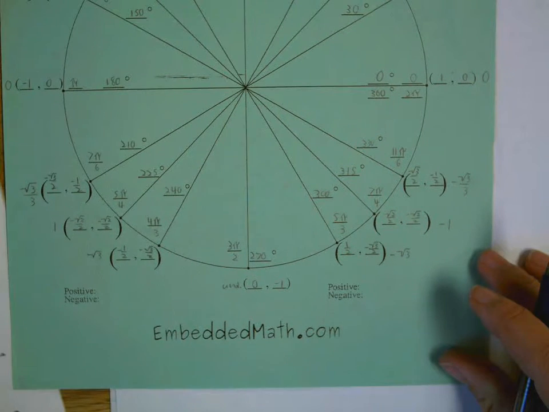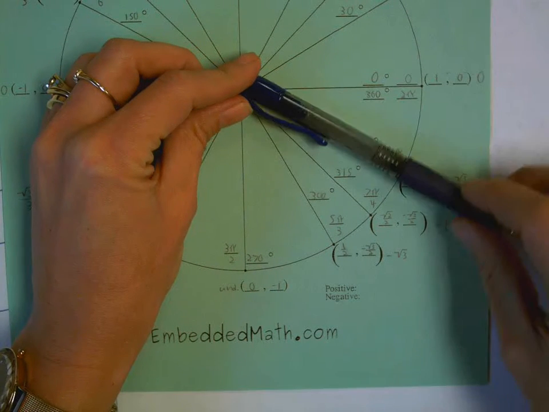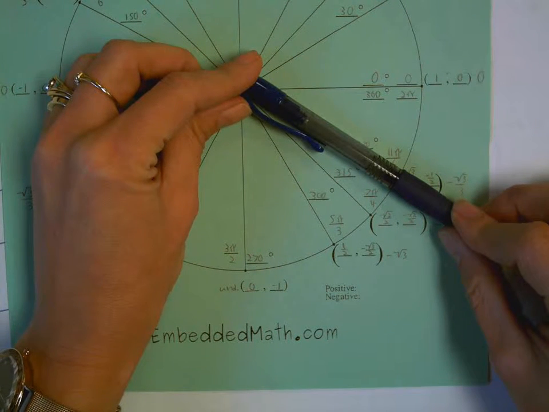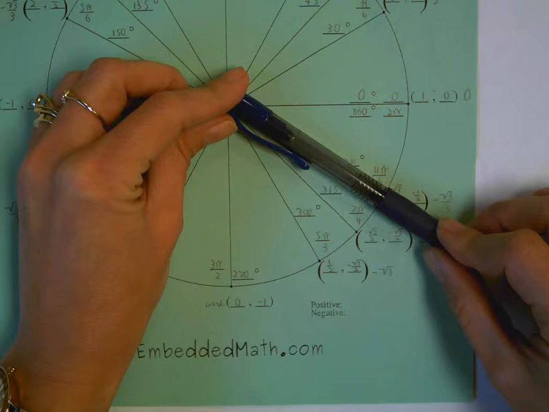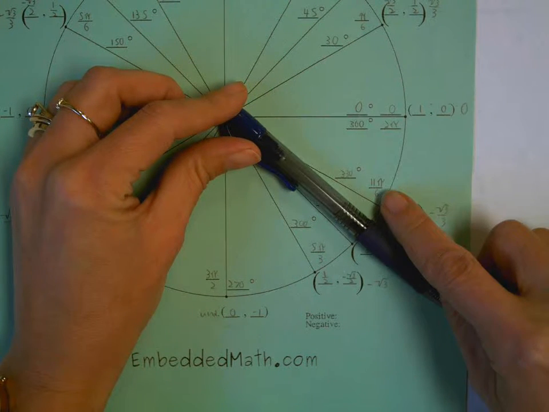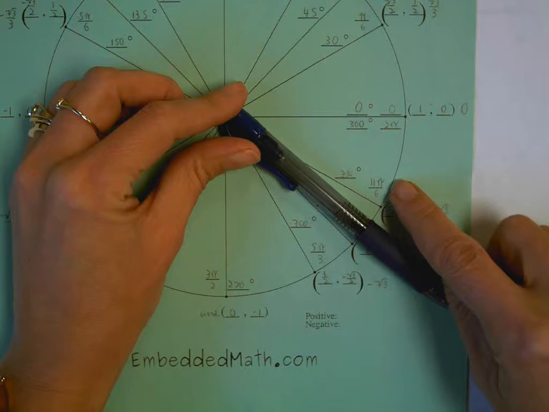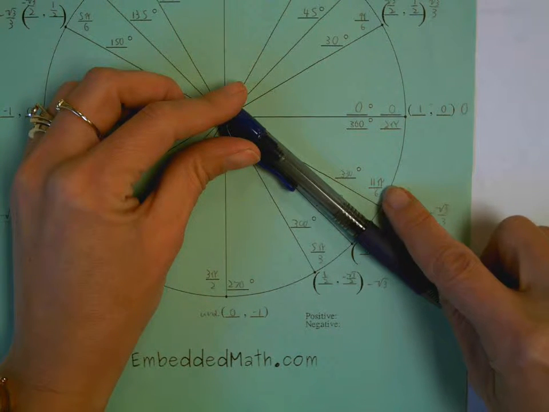If you don't get it, write them in. What would this be in terms of a negative angle? How much did I go? Negative 30 degrees, so that would be equivalent to negative pi over 6. So this 11 pi over 6 is equal to negative pi over 6. If you want to write that down here, you can.